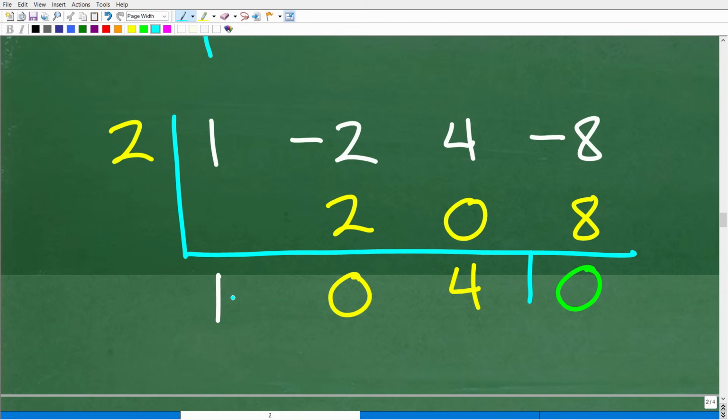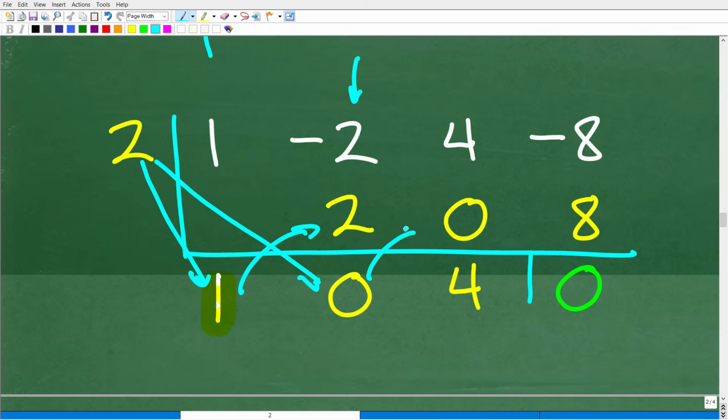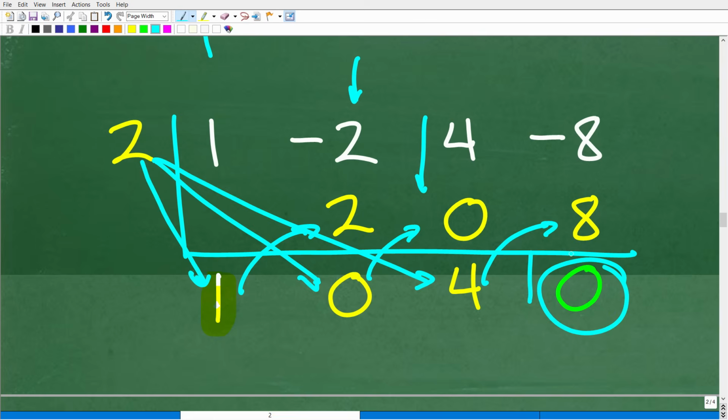Okay, so here's 1. We're going to drop it down just as I indicated. And now we're going to start the process. 2 times 1 is what? 2. Okay, we're going to add down. -2 plus 2 is 0. So 2 times 0 now is 0. Okay, we're going to add down. 4 plus 0 is 4. And then 2 times 4 is 8. -8 plus 8 is 0. All right, awesome. 2 is a solution, because 0 is the remainder.